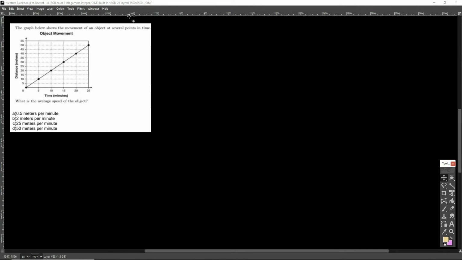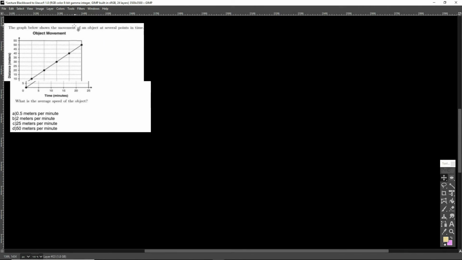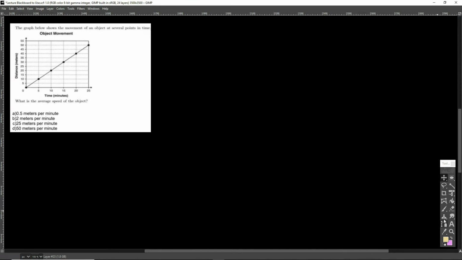So let's take a look at this one. We're looking at a graph here, and it says the graph below shows the object movement. The movement of an object at several points in time. All right, so when you see movement, what do you think? What's the word that you're thinking of when you hear movement? You should be thinking velocity, okay?